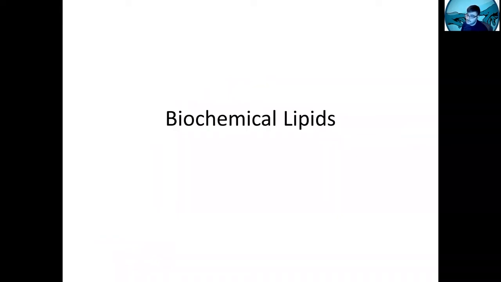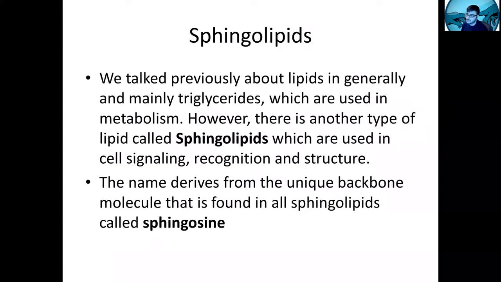Okay, next let's do a quick talk about lipids, especially biochemical lipids that we commonly use. First, let's talk about sphingolipids. Before, when we talked about lipids, we were generally talking about triglycerides. Those are the main lipids that we use to metabolize, right? When you think of fats, that is triglycerides, and these are the ones used mainly in metabolism.